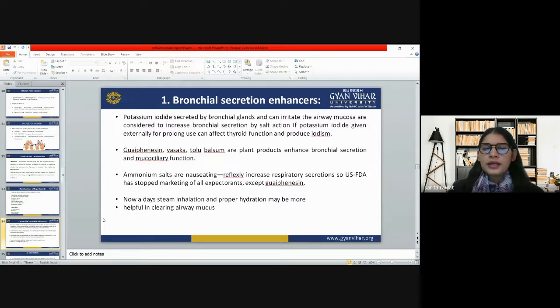Ammonium salts are nauseating and they reflexly increase respiratory secretion. So the US FDA has stopped marketing all expectorants except guaifenesin because they cause a nauseating effect. So nowadays steam inhalation or proper hydration may be more helpful in clearing the airway mucus.